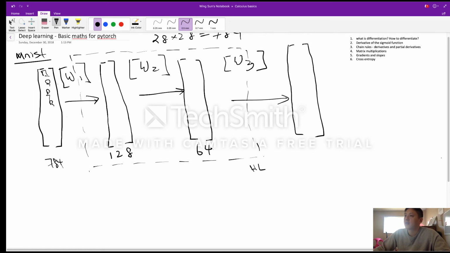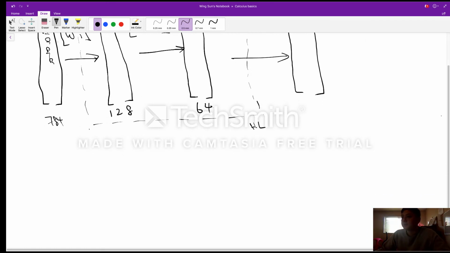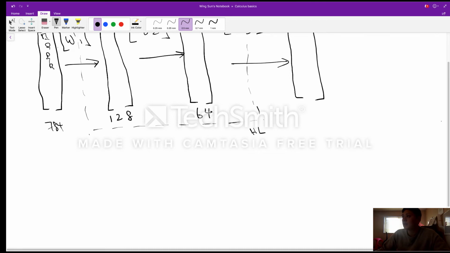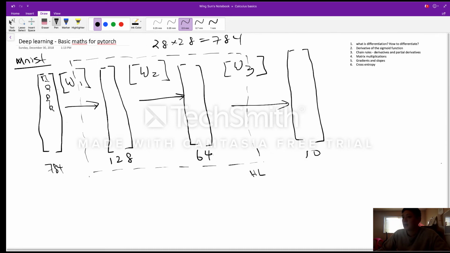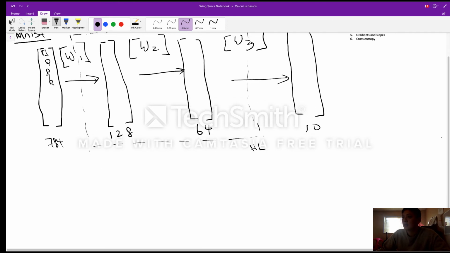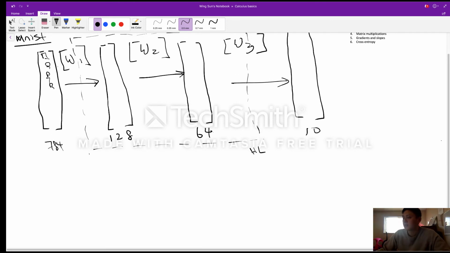Okay, so let's put everything into perspective. What we have here is an MNIST MLP model. Now let's look at what is happening to the matrix if we run it through this model. Let's say we have a batch size of 10, and then again we have a feature of 784.